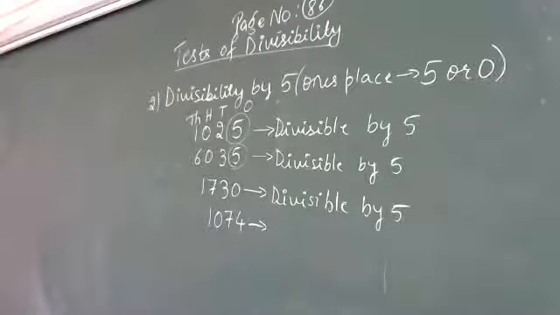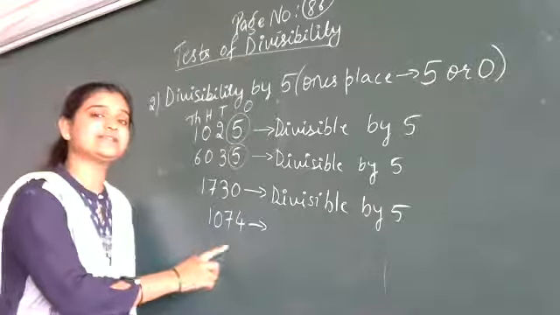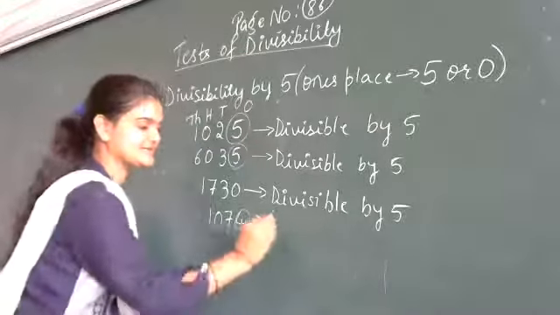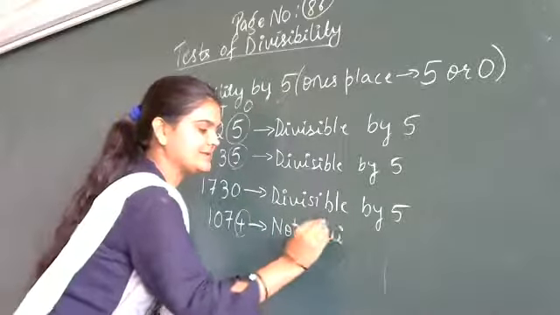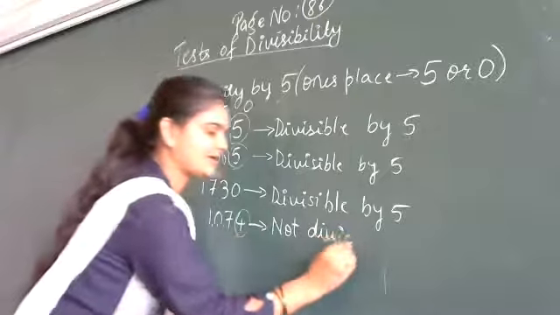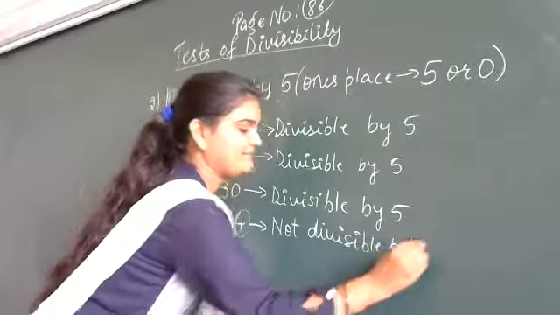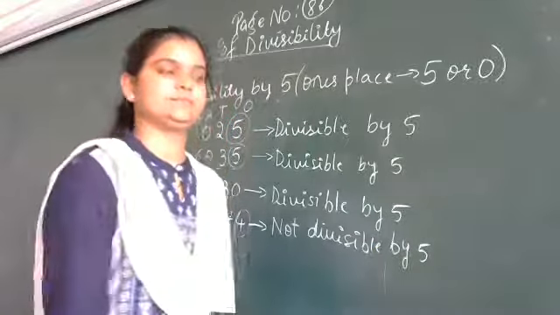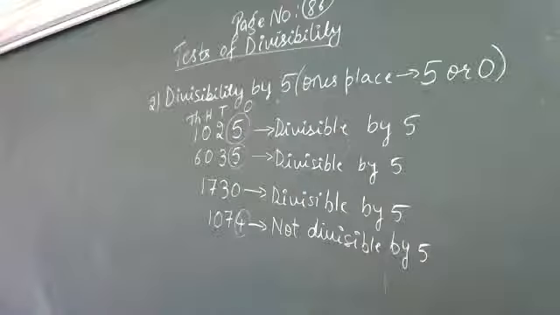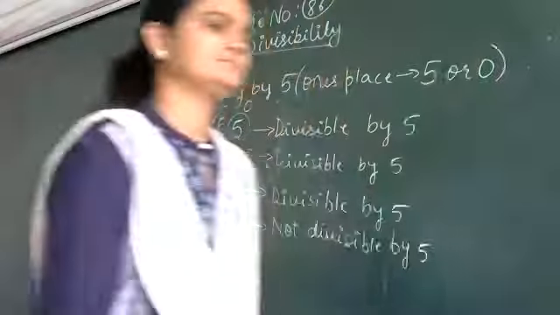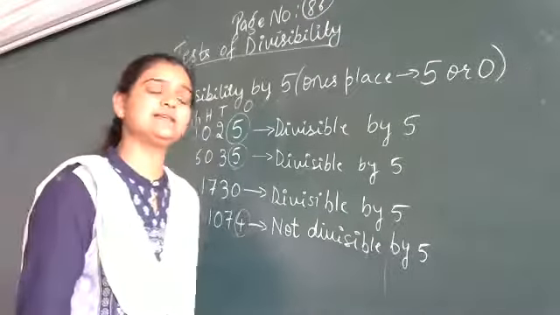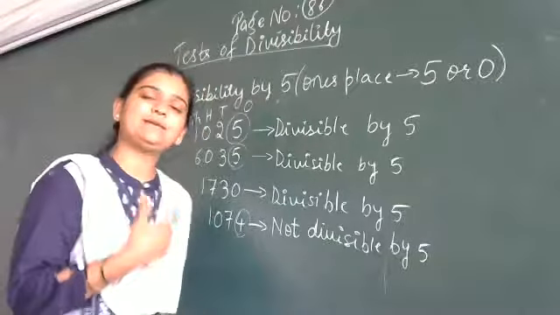Tell me, children. 1074. We have 4 in the ones place. Not divisible. Ma'am, can we write no? Why shortcuts? Write not divisible. If you say no divisible, is it sounding proper? Grammatically, is it correct?